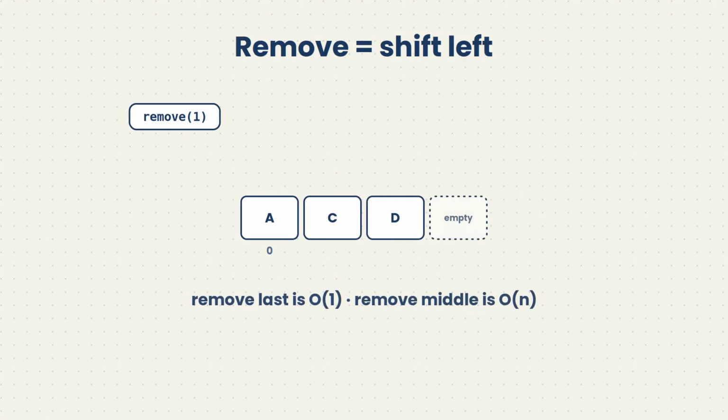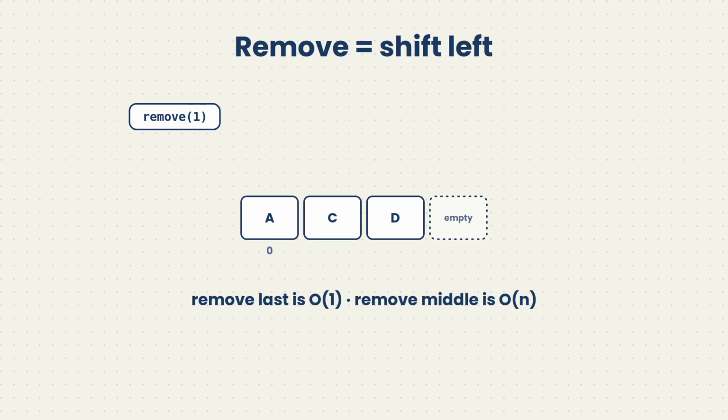Removing follows the same rule. Removing the last element is instant, but removing from the front or middle leaves a gap and every element after it must shift left to close it. So removing from anywhere except the end is also O of n.